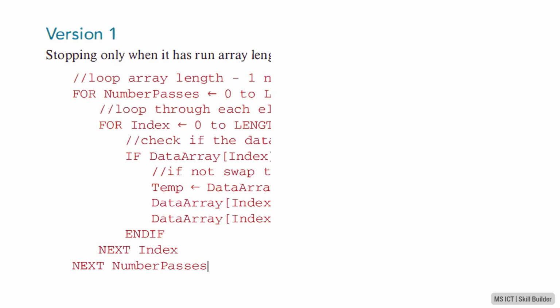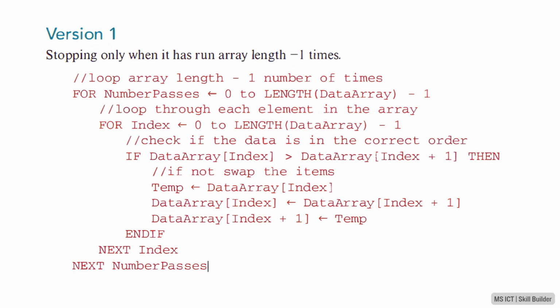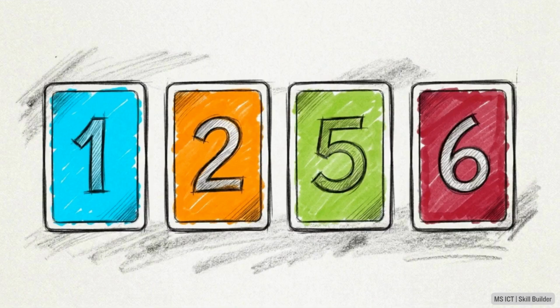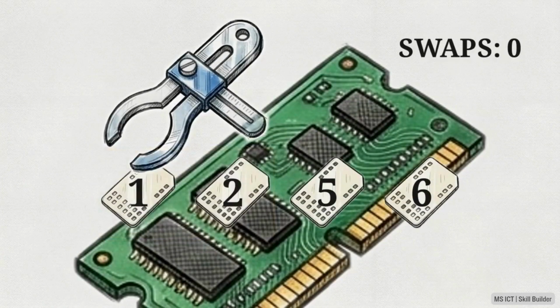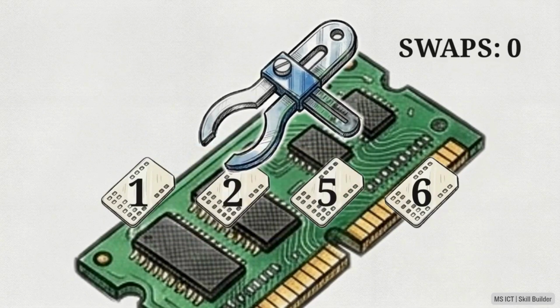We see this rigid structure in the version 1 pseudocode. The loop is hard-coded to run for the full length of the array minus 1. That means if you have 100 items, the code will execute 99 full passes, no matter what. But consider a list of 4 numbers that happens to look like this: 1, 2, 5, 6. If you run a complete bubble sort pass on that specific list, how many times will the number swap? 0. As the algorithm evaluates the pairs, the left number is never larger than the right.